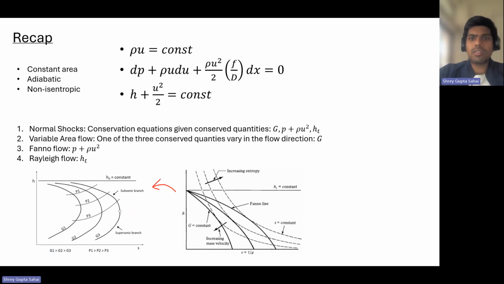Then we did a small problem on Fano flows, I guess. Did we do this problem? I'm not sure. I don't think we solved a problem last time. We happened to just do this Fano curve there.